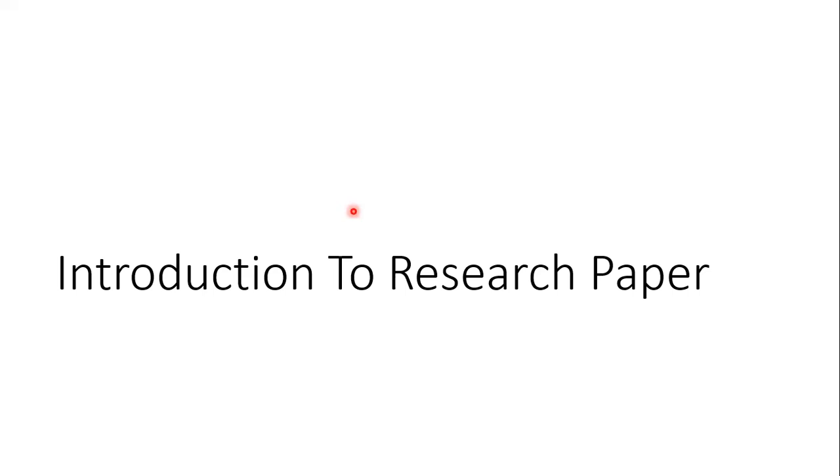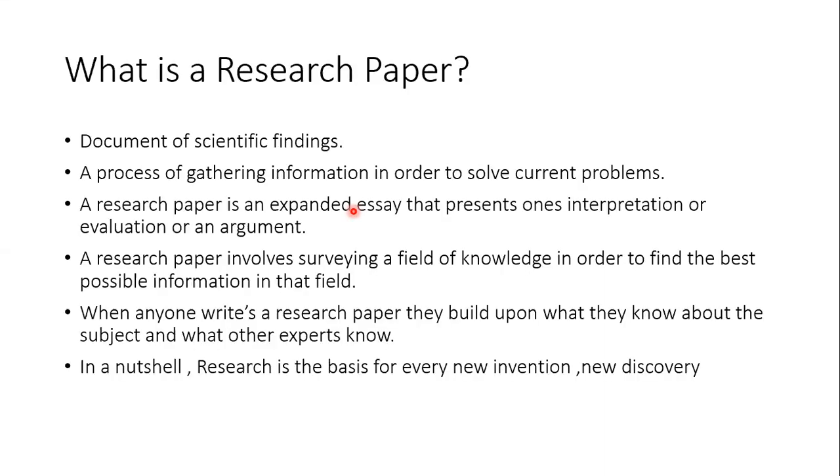Today I am going to explain about research paper. So what is a research paper? A research paper is a document of finding scientific related work, or if you are writing a non-research paper, then it might be non-scientific related work. You can also call a research paper a process of gathering information in order to solve a current problem. A research paper is an expanded essay that represents one's interpretation or evaluation or an argument.